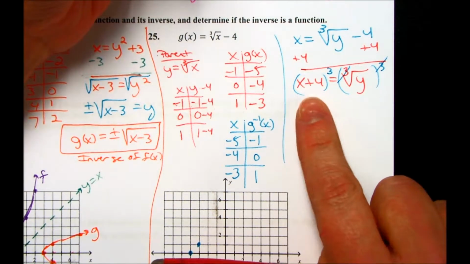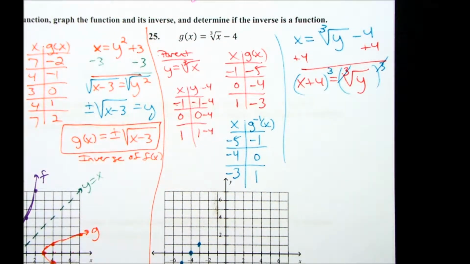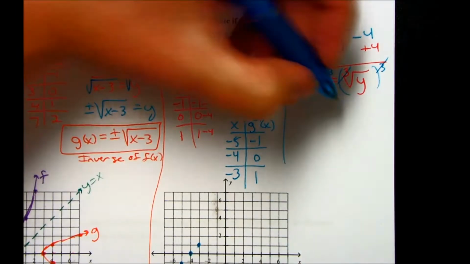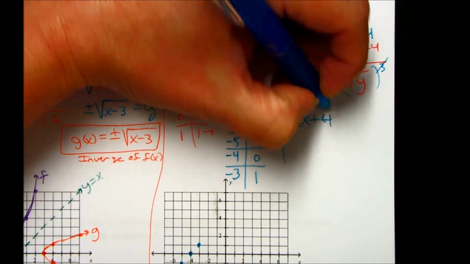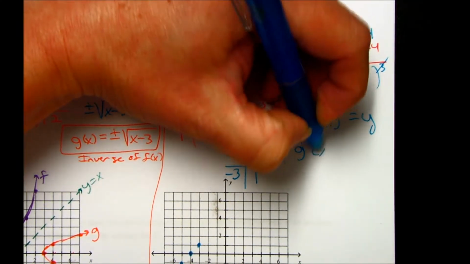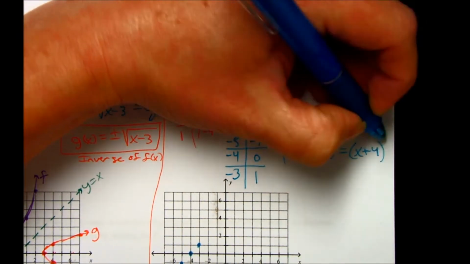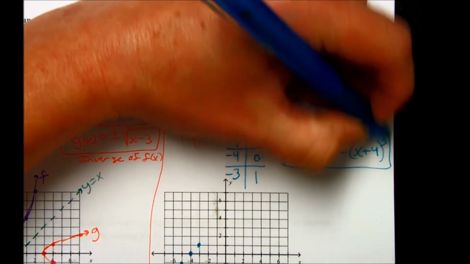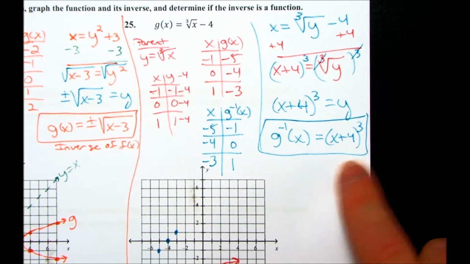Now you do not need to actually expand x plus 4 to the third power, like x plus 4 times x plus 4 times x plus 4. That is not necessary. So basically we have x plus 4 to the third power equals y, or better, g inverse of x equals x plus 4 to the third power. So that is your inverse function. It's a cubic function.